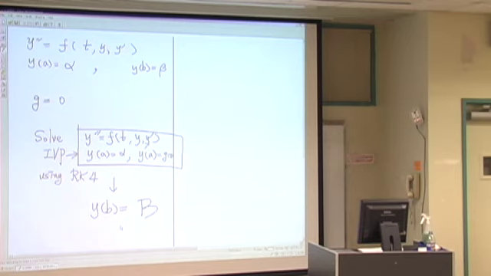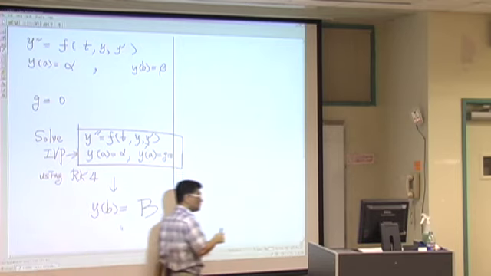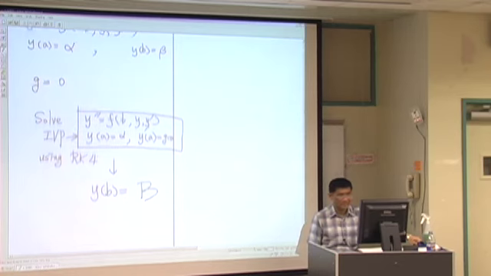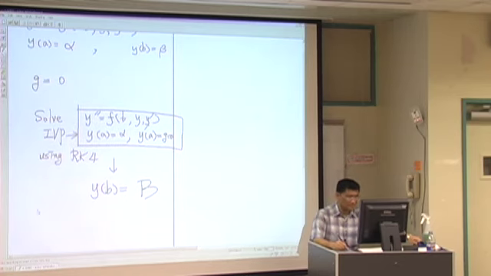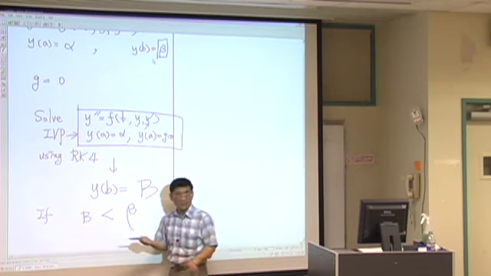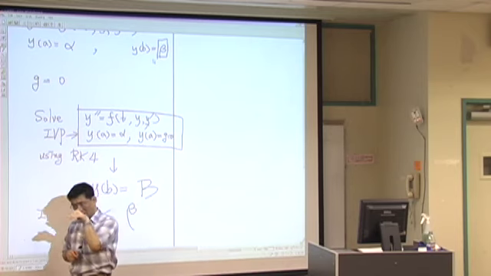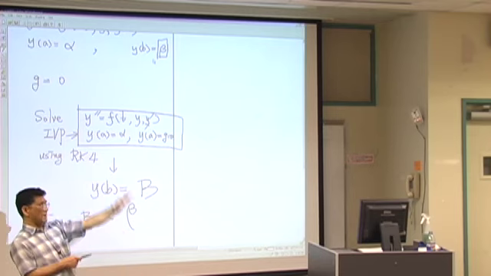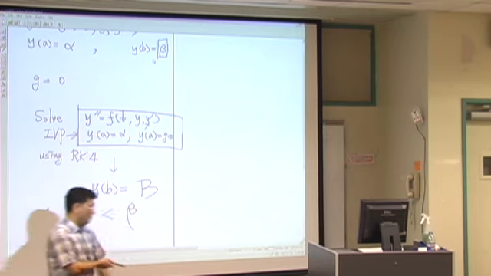If b is lower than beta, right? The target height is beta. Then, what does this mean? Our initial shooting was too low, so we should raise the angle, right? Then, what happens?